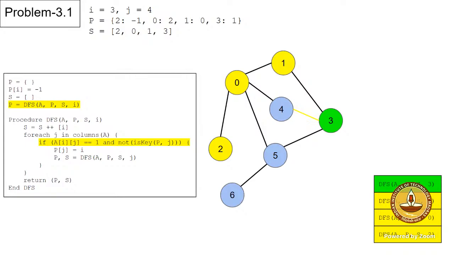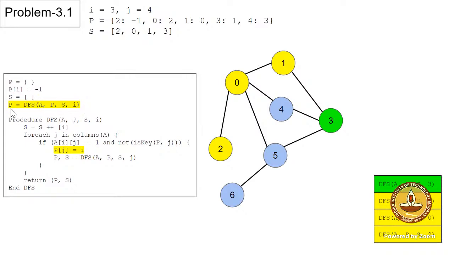So you can see what the procedure DFS is returning. It is returning P comma S. What is P? P is whatever thing we are passing, that is our dictionary. And S is a list. So this procedure DFS is returning two values. While storing, we must be able to store those two values. Can a single variable store two values? That is not possible. That's why we need two variables to store the values returned by this procedure DFS.